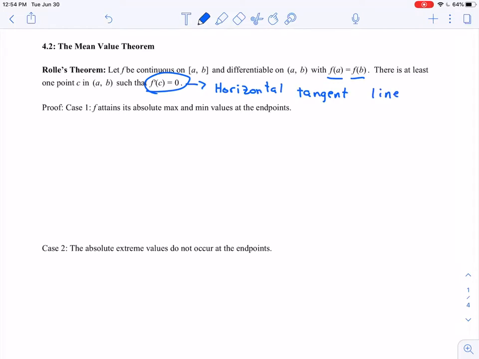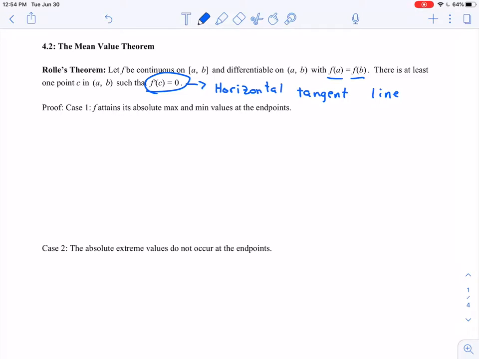Now, Rolle's theorem guarantees the existence of this point, but it doesn't tell you how to find it. But this one's actually kind of neat. I think it's kind of interesting to look at the proof of this just graphically here. So we're going to break it down into two cases.